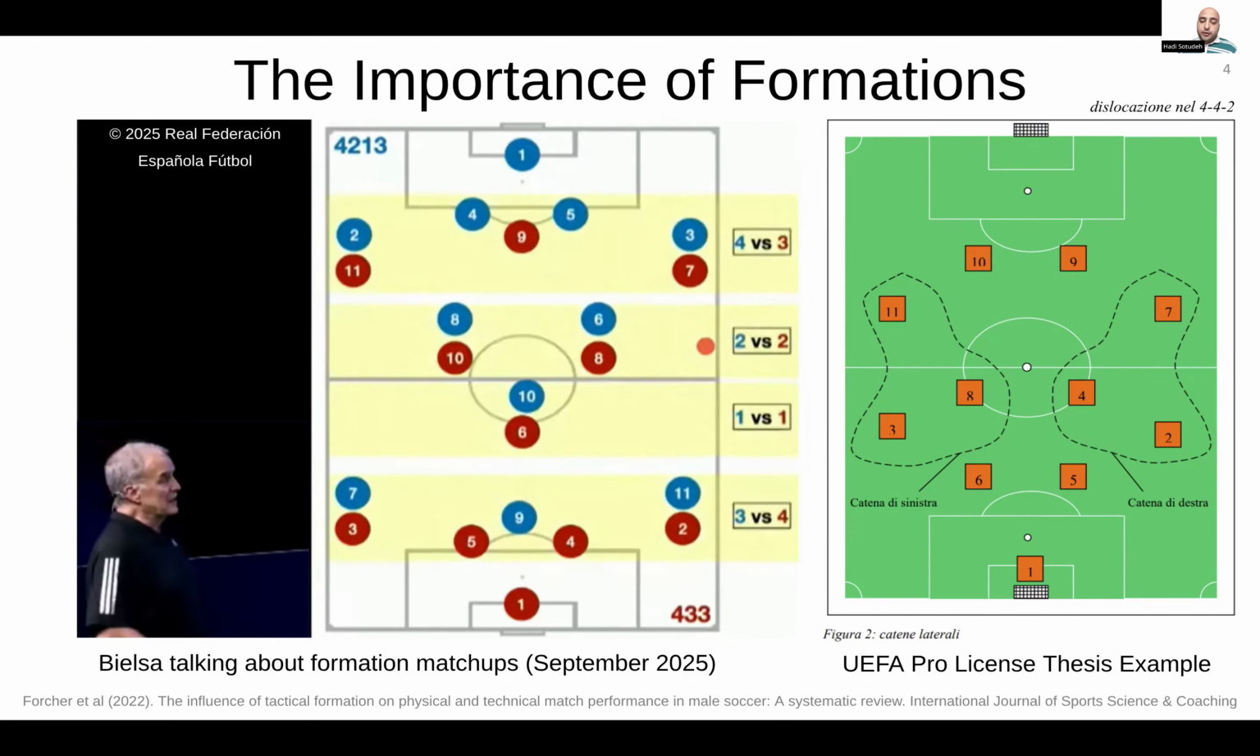The formation choice also has physical load implications. A recent survey has shown that basically players who are playing in a back three show more high intensity and physical load compared to the players who are playing in a back four.